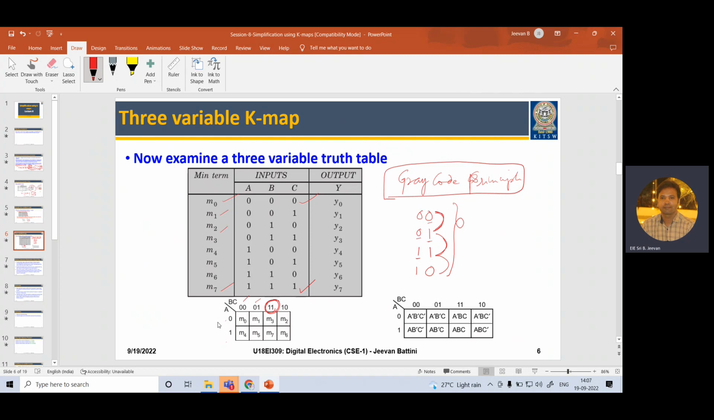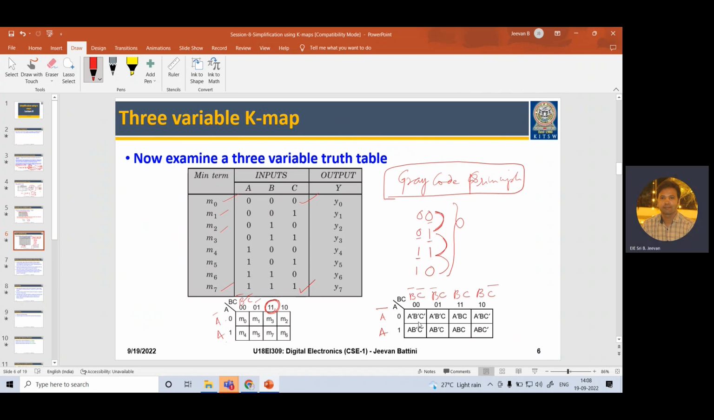So this is A bar, and this is A, B bar, C bar. Okay? So 0 means B bar, again 0 means A bar, B bar, C, because C is 1 here. This is B, C bar, because C is 0, so that's why we are keeping the complement. This is A bar, and this is A.